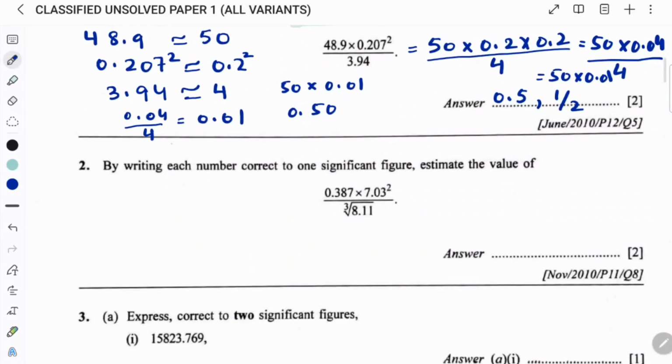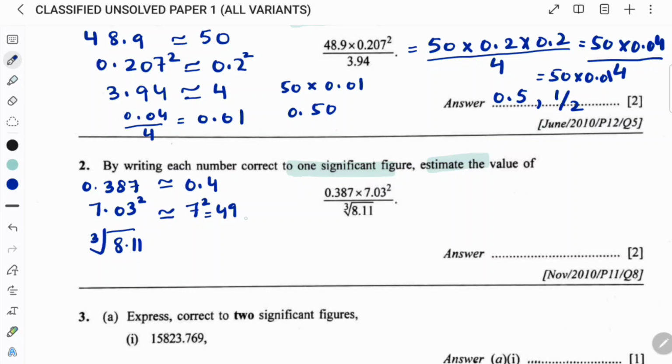Now the next question. Again they're asking you to round off the number to one significant figure and then estimate. So we have 0.387, and we have 7.03 squared, and we have the cube root of 8.11. One significant figure for 0.387, we can write down 0.4 because after 3 we have 8. 7 squared is 49, and 49 to one significant figure is 50, and the cube root of 8 is equal to 2.